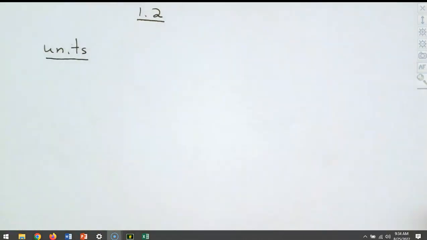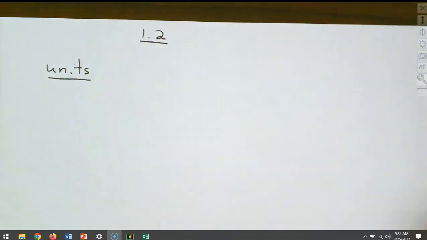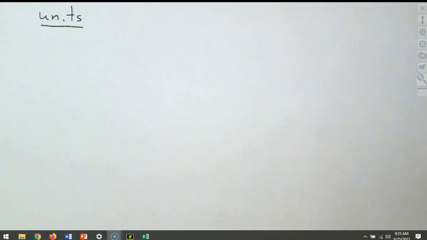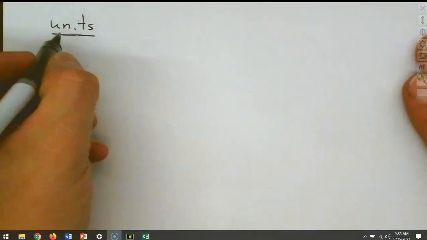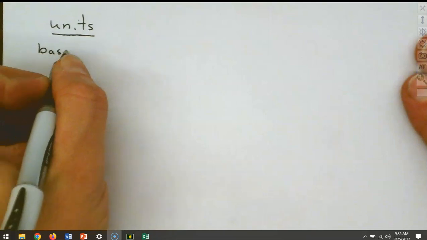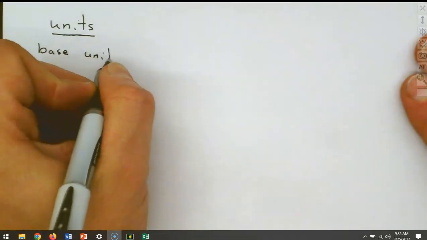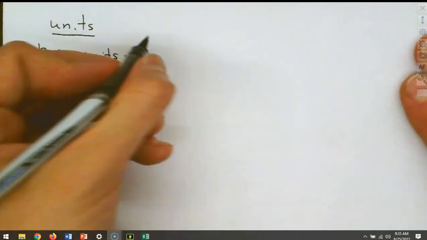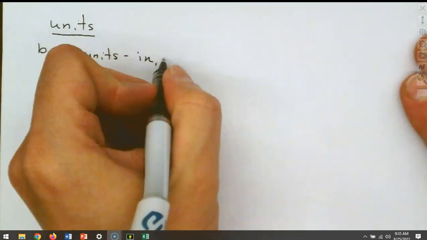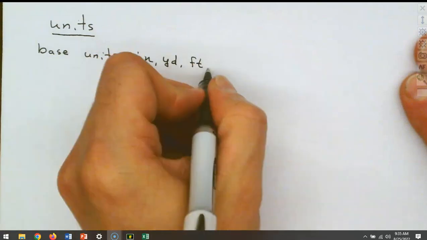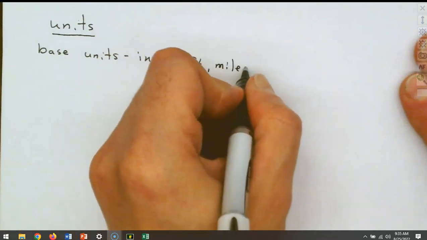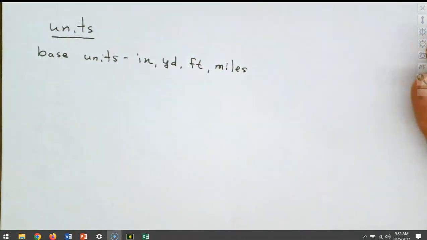Okay, so we're going to look at units. Now, when we label things, we have to use the correct unit. When we talk about units, the first thing we're going to look at is the base units. And what I mean by the base units, those are going to be things like inches, yards, feet, miles, anything that you can measure. So these are my base units.